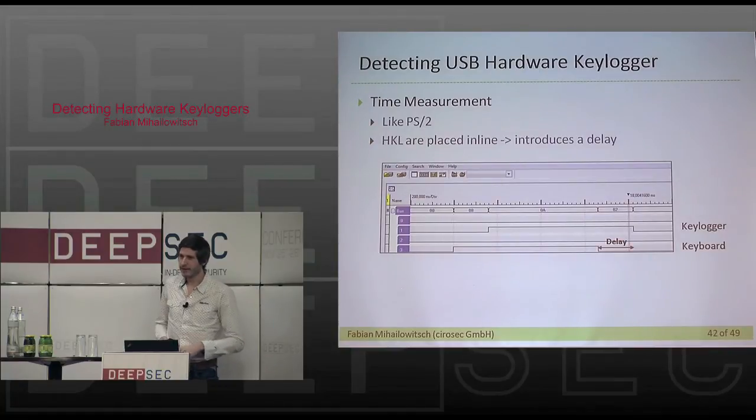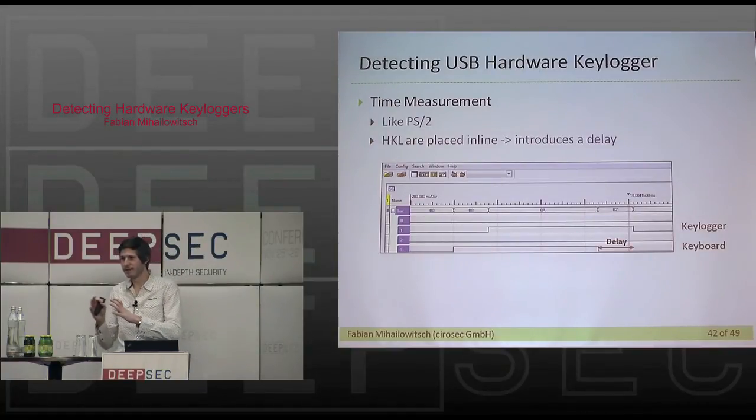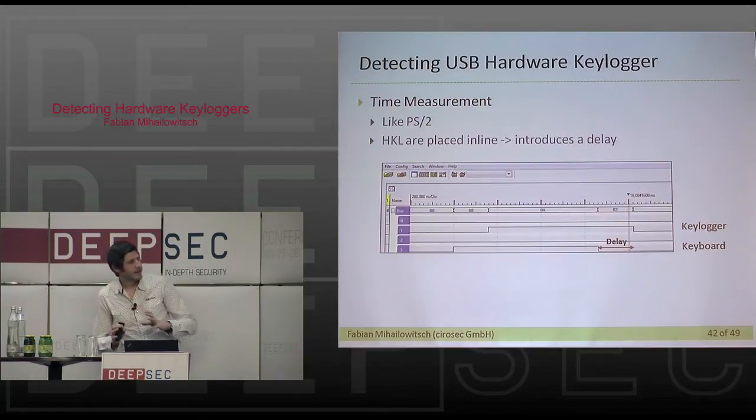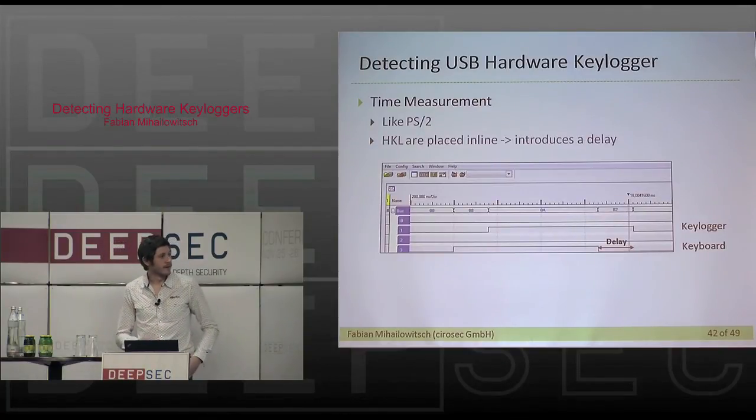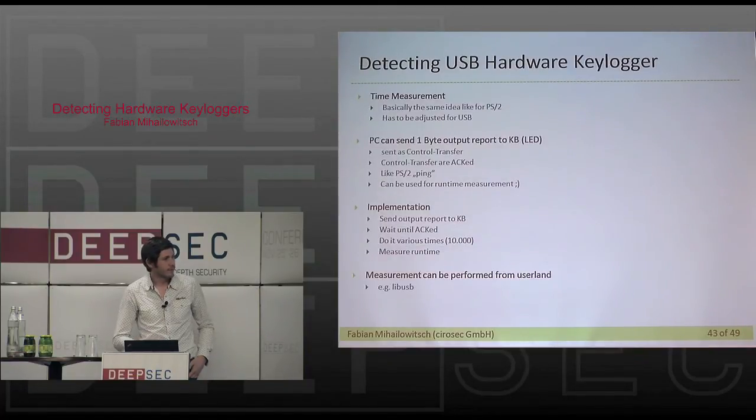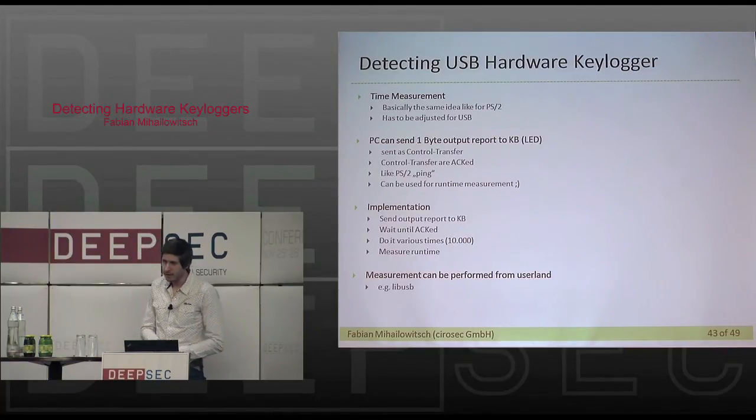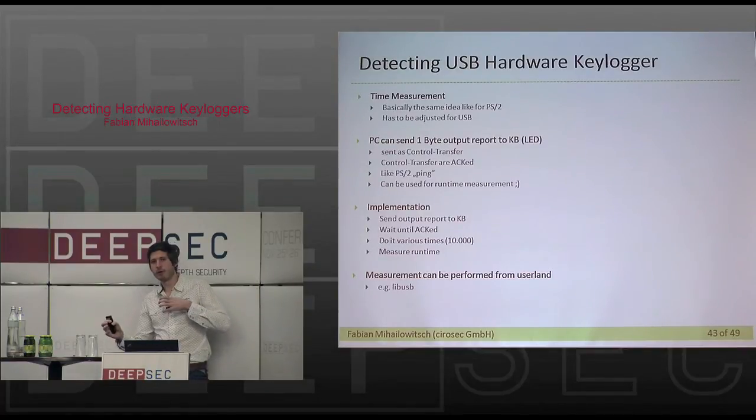The next idea, similar again to PS2. You can see the similarities. It's time measurement. Since the hardware keyloggers are placed inline, you can see it here too. The keyboard starts a transfer, keyboard stops a transfer, and you have a dislocation at the keylogger. Basically, the idea is the same as for PS2, to measure it, and the only problem is that before, we had various KBC commands we could use. For USB, we don't have those commands.